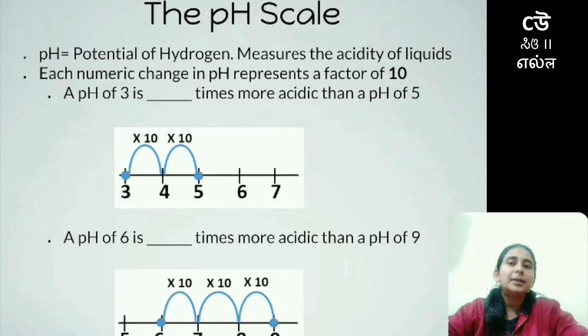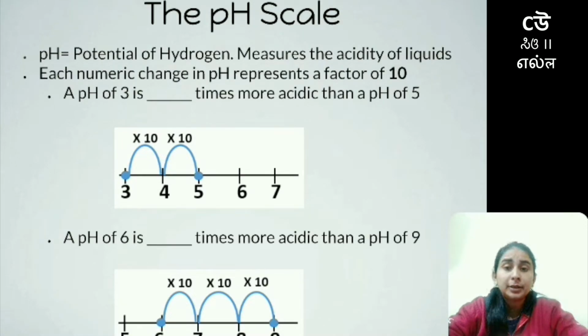अब हम बात करते हैं about the pH scale. So students, pH scale basically एक स्केल के फॉर्म में होता है that has different markings starting from 0 till 14. So pH means potential of hydrogen, and it will help you to measure the acidity of liquids.